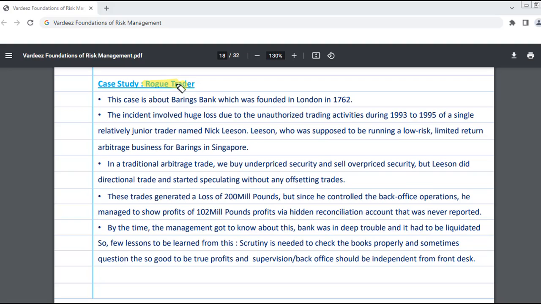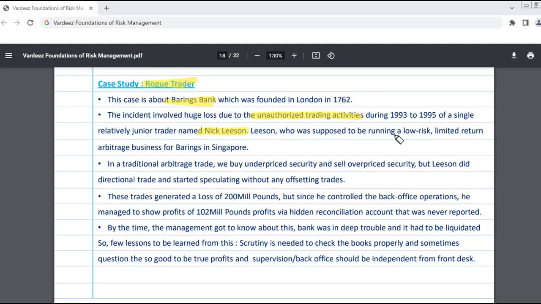All right, the next case study is Rogue Trader. Now this case is about Barings Bank, which was founded in London in 1762. The incident involved huge loss due to the unauthorized trading activities during this period by a trader named Nick Leeson. He was responsible for this rogue trading activity.